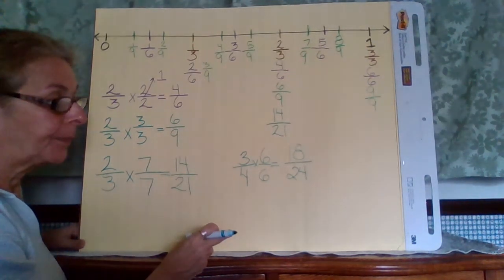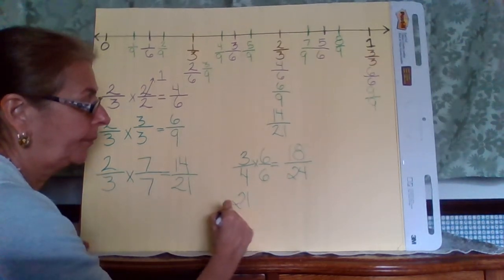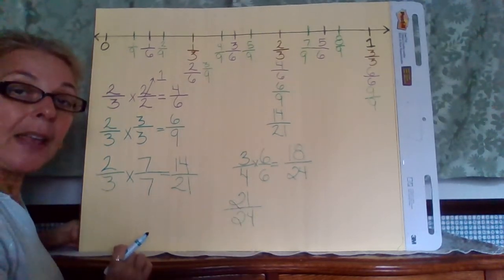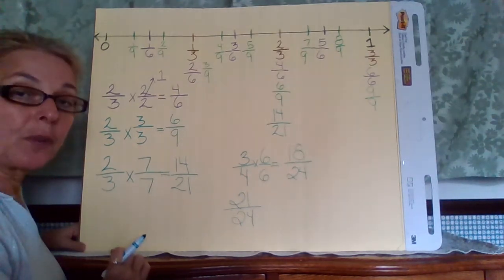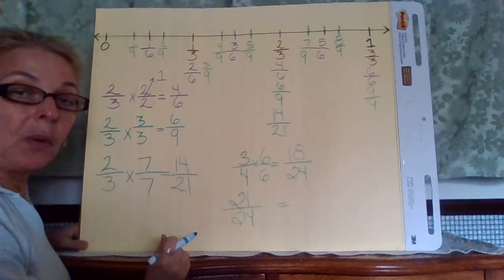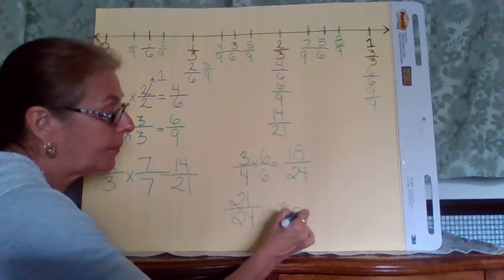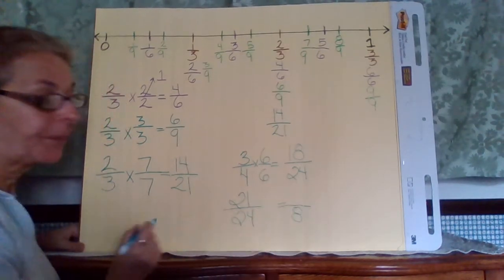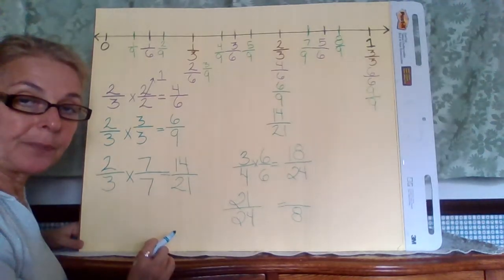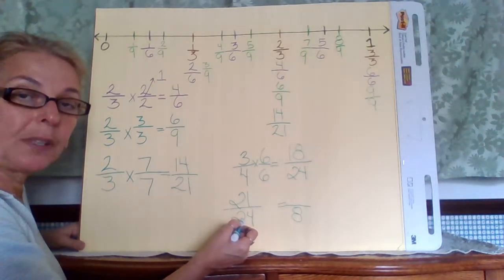Now, let's do it a different way. I have 21/24. And now I want to know how many eighths 21/24 is equal to. And how do I know 8 is going to work? Because 8 is a factor of 24.